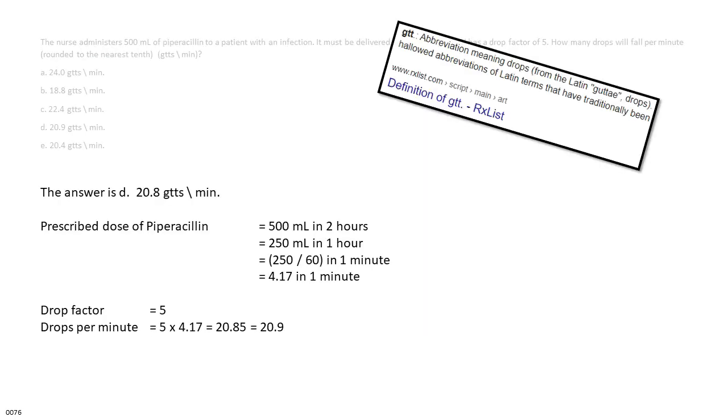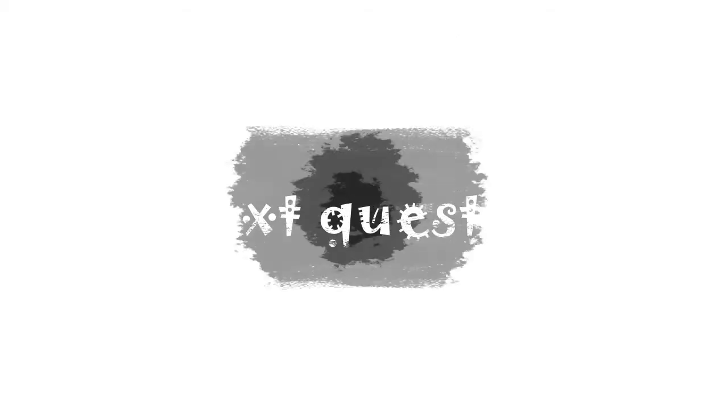The answer is D. 20.9 gtt per minute. Prescribed dose of piperacillin equals 500 milliliters in 2 hours, equals 250 milliliters in 1 hour, equals 250 divided by 60 in 1 minute, equals 4.17 in 1 minute. Drop factor equals 5. Drops per minute equals 5 multiplied by 4.17 equals 20.85, equals 20.9.